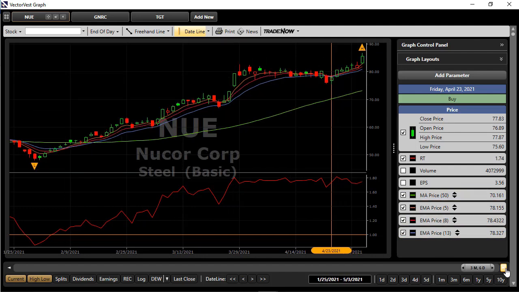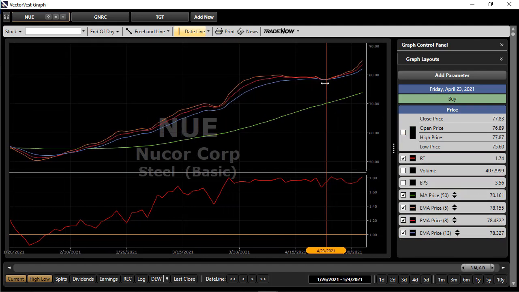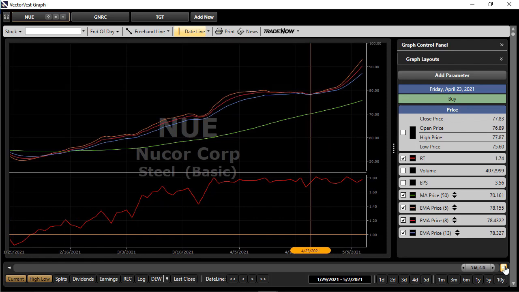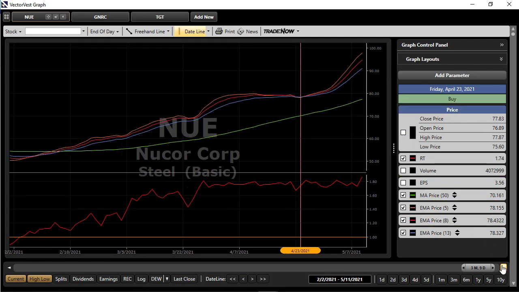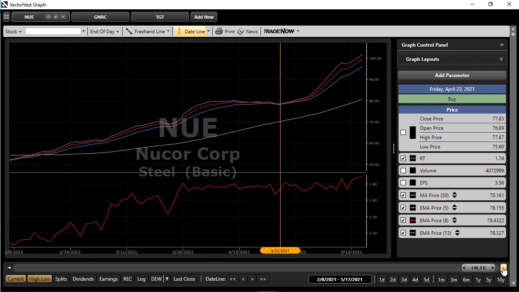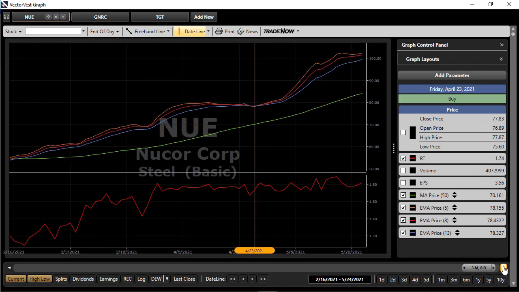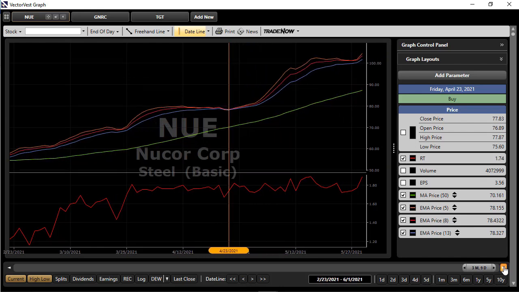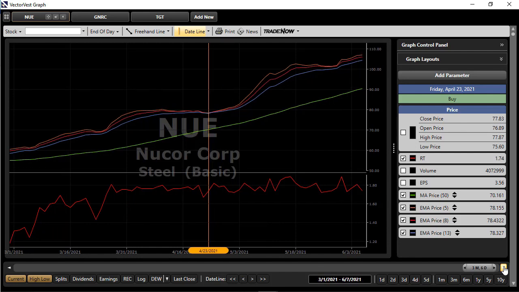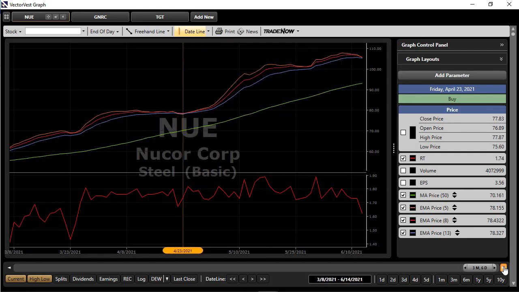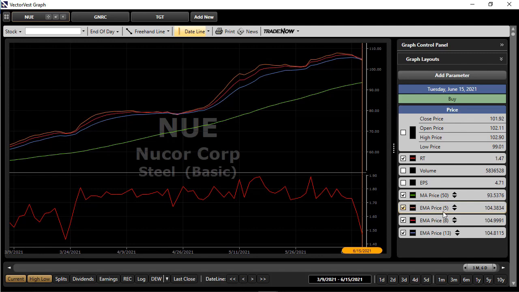So what happens? Waiting for that follow-through confirmation after your sell signal allowed us to stay in the trade all the way through March. Looks like we might be getting another sell signal here. We didn't. The stock continues to run, guys. It allowed us to stay in this trade all the way to June 15th.